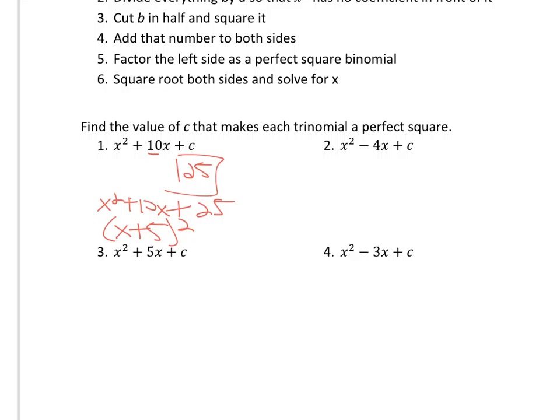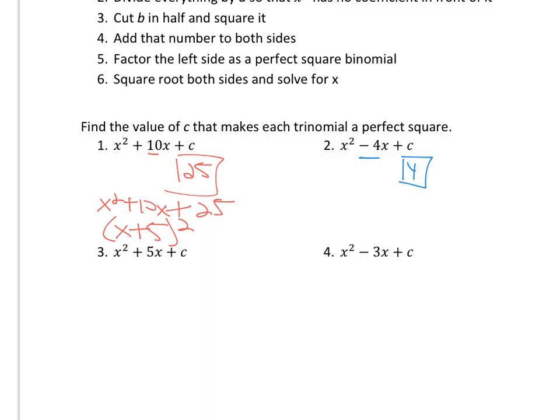In the second one, you cut -4 in half, you get -2. And then -2 squared is -2 times -2, which is positive 4. So c equals positive 4. Now when you have a positive 4 there, you'll be able to factor that to x minus 2 times x minus 2, which is x minus 2 quantity squared. That's how it's going to work out.